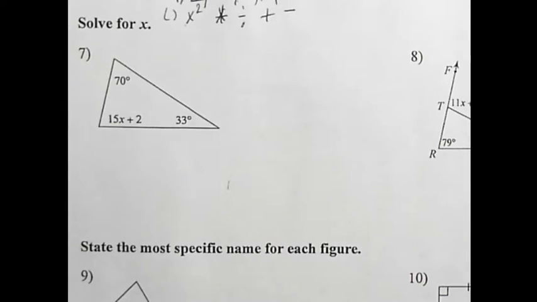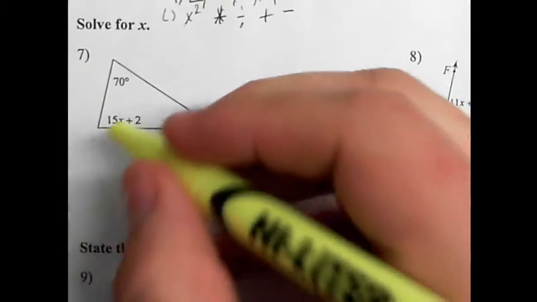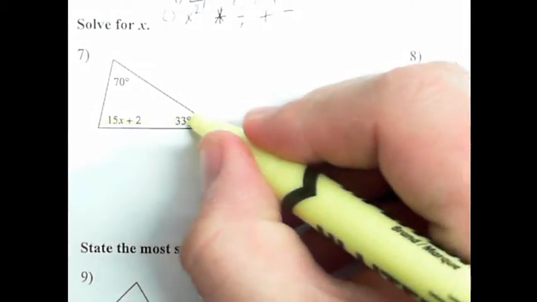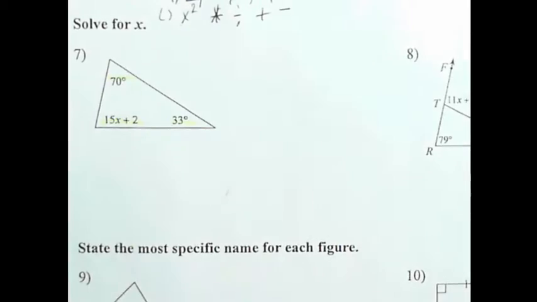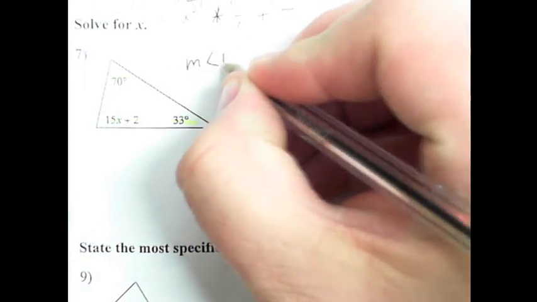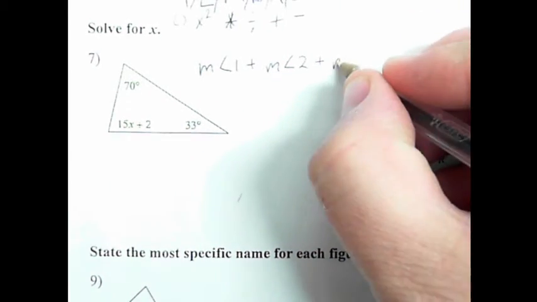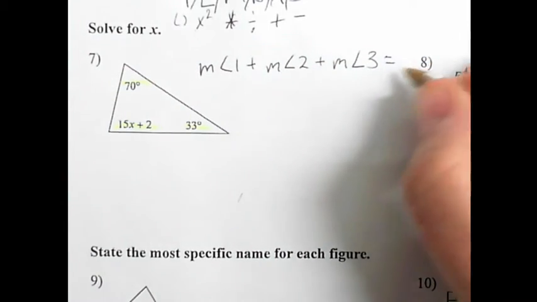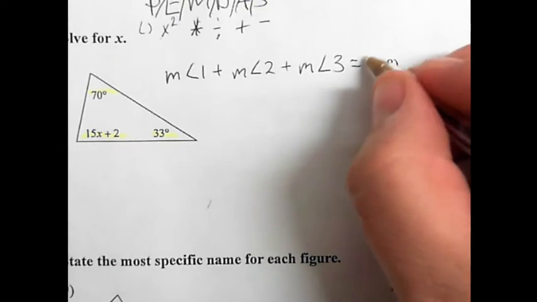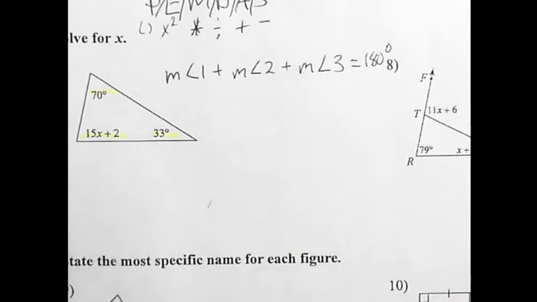Let's get this done. For problem number 7, I have 3 angles inside of a triangle, right? I have this angle, I have this angle, and I have this angle. So let's think about that. The measure of angle 1 in a triangle plus the measure of angle 2 plus the measure of angle 3, what does that equal? 180 if it's inside the triangle.